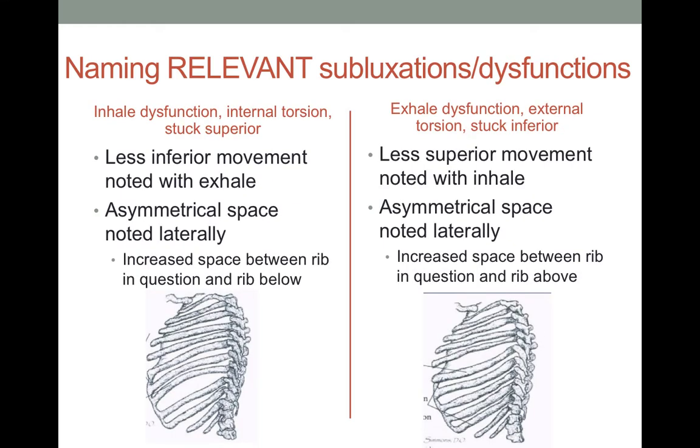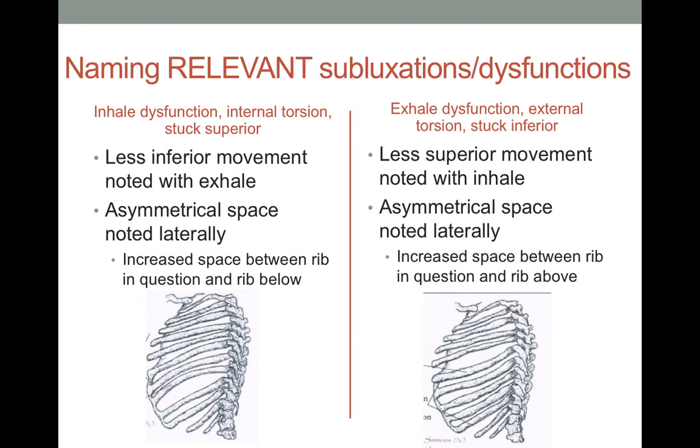Here is where things can get a little tricky. If a patient has an inhalation dysfunction, also known as internal torsion, it means that they are stuck in inspiration, also seen as stuck superior. What you will find on your exam is a rib that cannot fall during exhalation. This is also seen as an increase in space between the rib in question and the rib below.